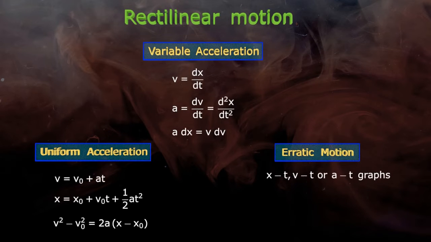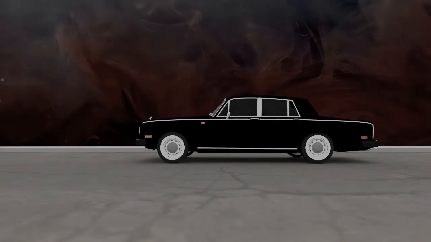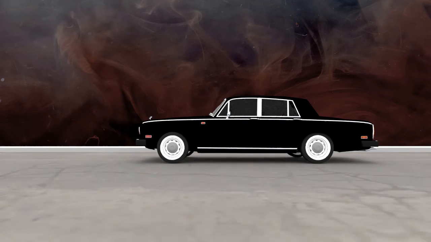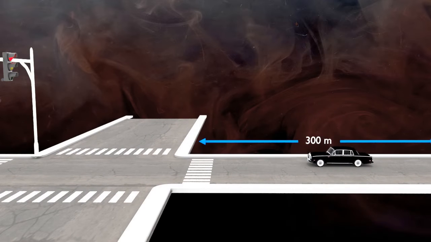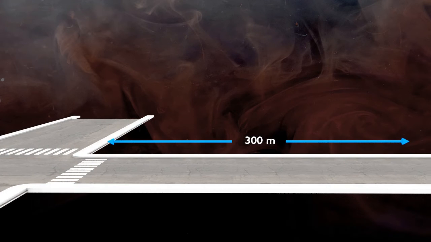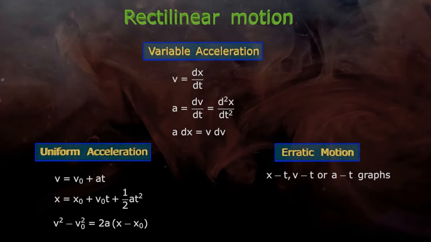Now let's see which of these three types of problem we are having. So the car is traveling at a certain speed first, then accelerates uniformly for 300 meters and then passes the intersection. So we are interested in the 300-meter journey only. What the driver does before and after that is none of our business. And during that period, the car is accelerating uniformly. So we will use the equations of uniform acceleration here.